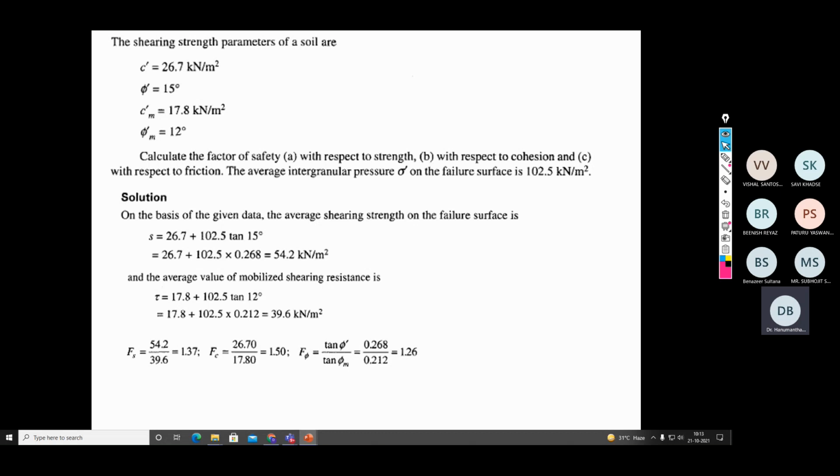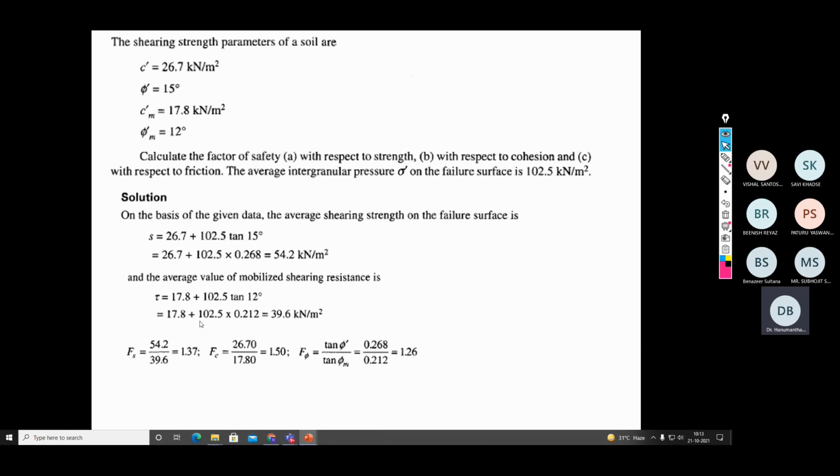Okay, so therefore there is some kind of uncertainty lying on the cohesion term always. That is why we are always a bit skeptical about the value of C. We always use some kind of factor of safety with respect to the C value, while the phi value is more reliable.